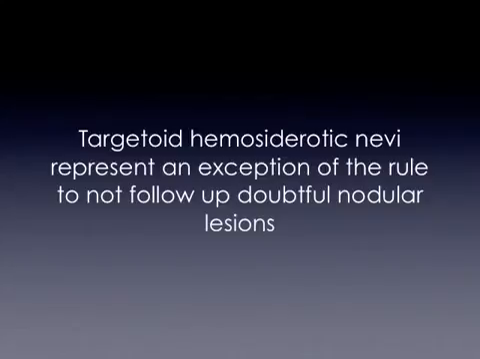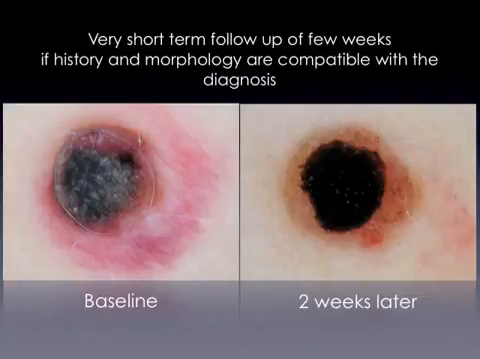Targetoid hemosiderotic nevi present an exception to the rule to not follow up doubtful nodular lesions. In fact, if history and morphology are compatible with the diagnosis, very short-term follow-up can be performed to reassure the disappearance of the violaceous halo and the turning back of a normal pattern.